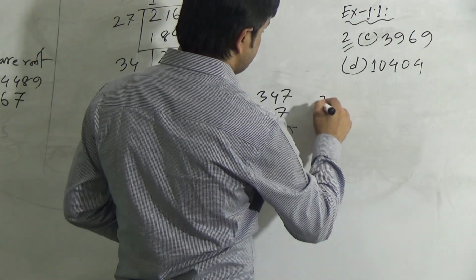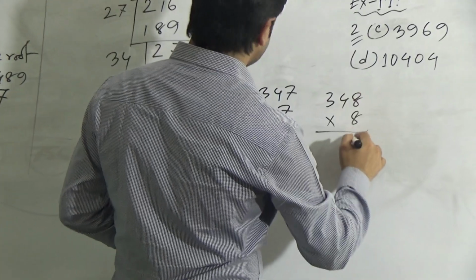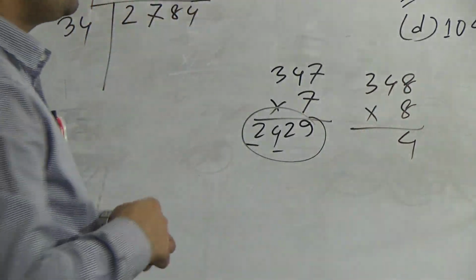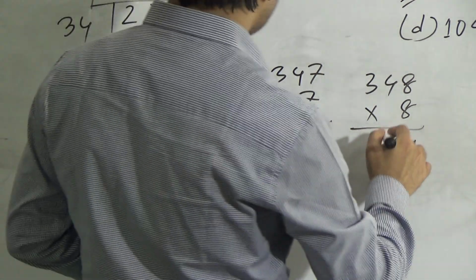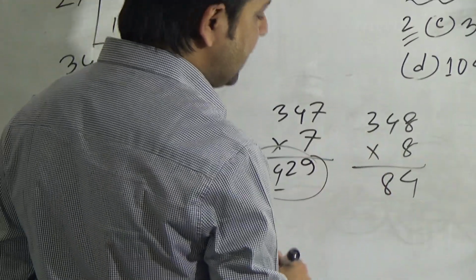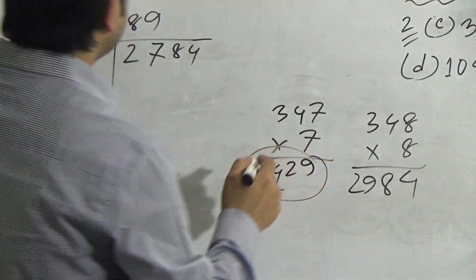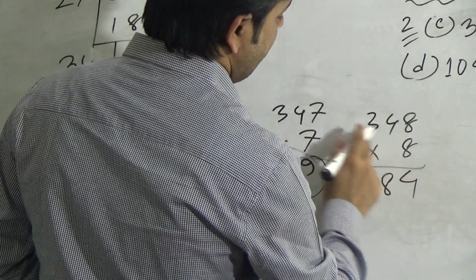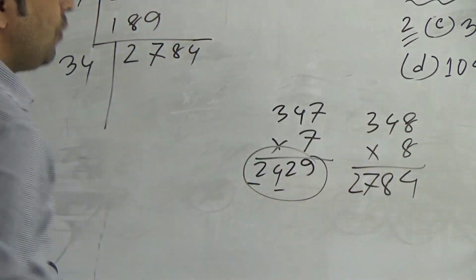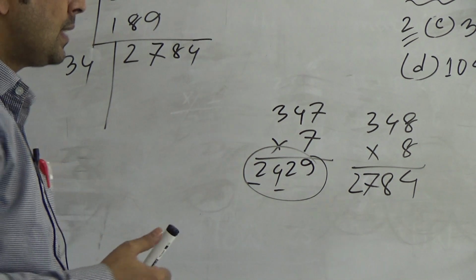Check by 8. 348 multiplied by 8. 8 8s are 64. 8 4s are 32 and 6, 38. Now 8 3s are 24 and 3, 27. 8 3s are 24 and remaining 3, that is 27.